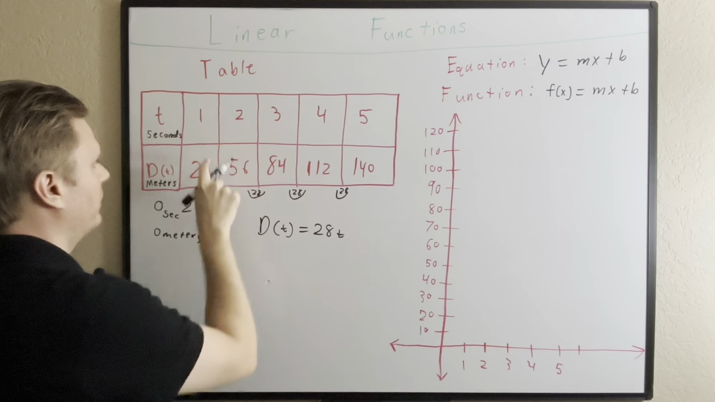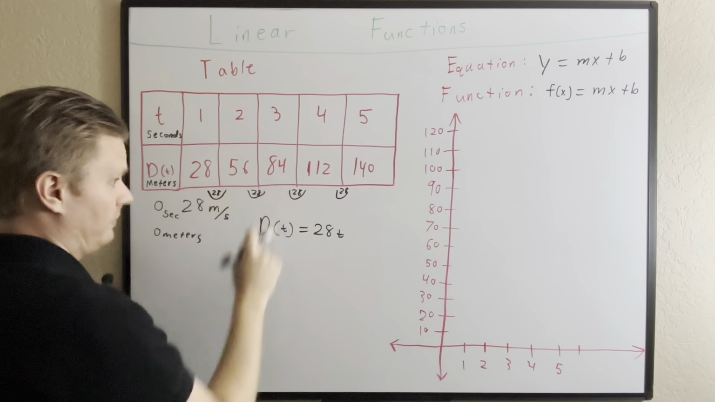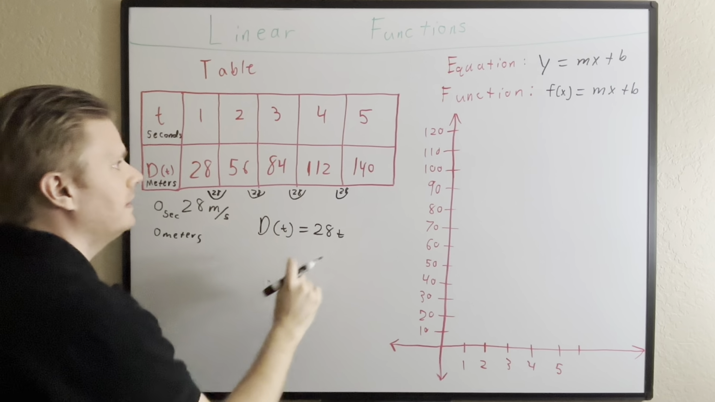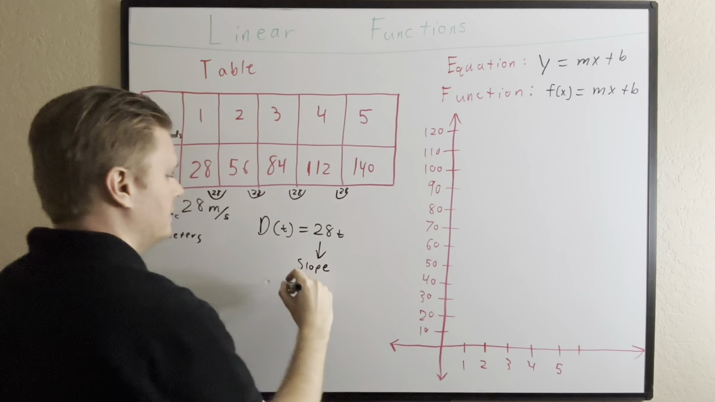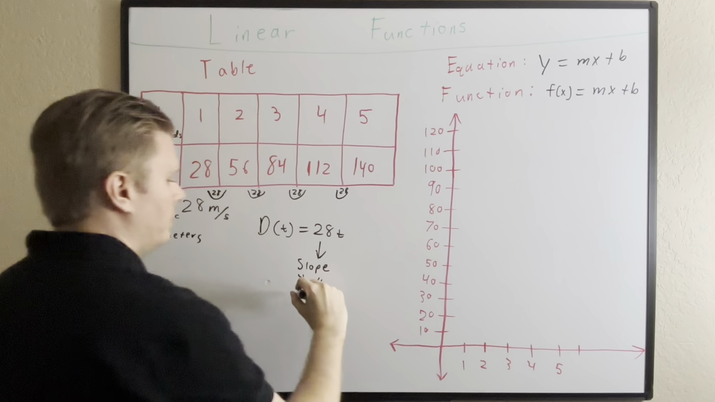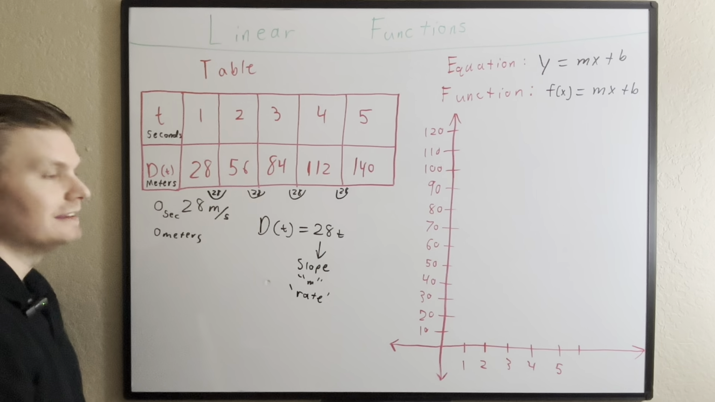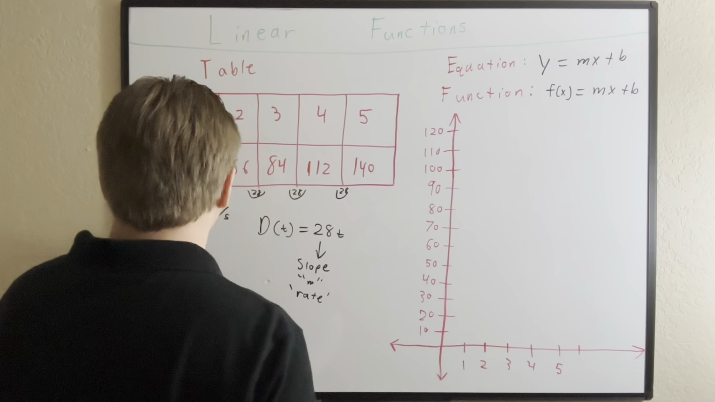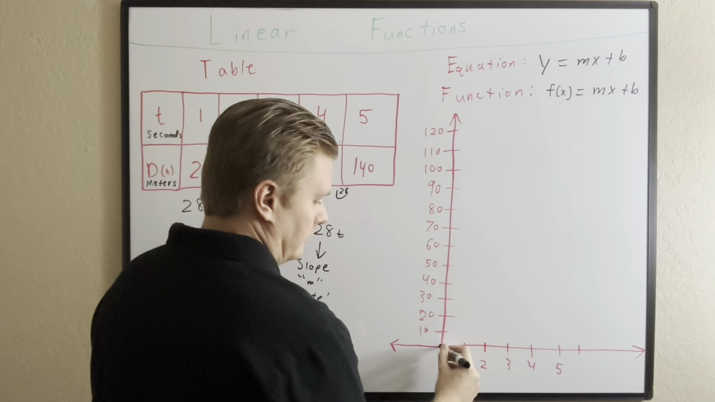And 1 times 28, 28, 2 times 28, 56. It fits, but how do we know that? Because 28 is our slope, right? M is the slope. That is our rate. That is our speed, if you will, 28 meters per second. So if we start at 0, right, 0, 0, then we start at the origin. Let's graph this.